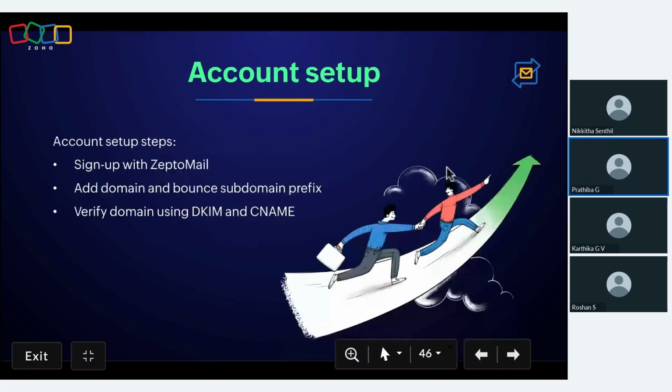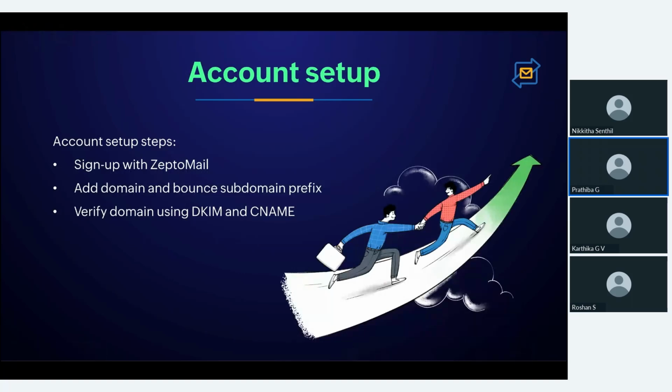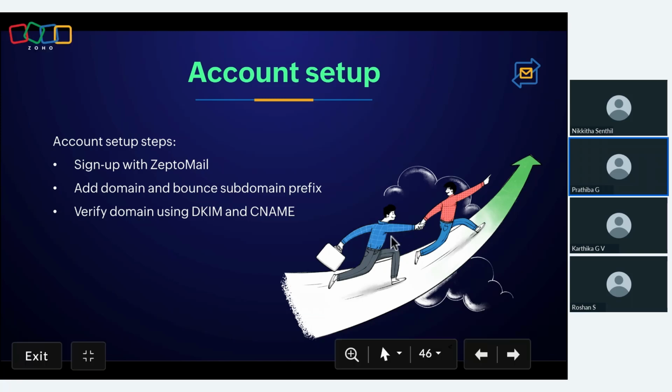So first is to sign up for the service, and next Sam should add his domain and create a bounce address. So this bounce address will capture the emails that haven't been delivered to the recipient. And the third step is to verify the domain that he added in the previous step using DKIM and CNAME records. So this is done to validate his identity and ensure smooth email delivery. So these are the steps, and I'll show you how it's done with a quick account setup demo.